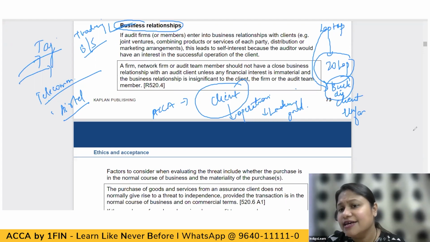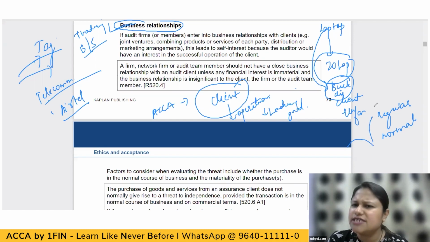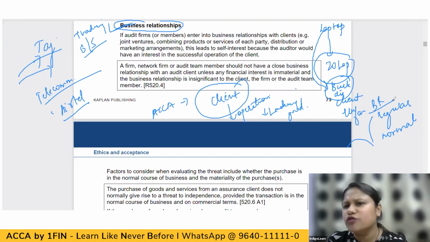But then understand, if it is happening at regular pricing, normal, it is not because you are the auditor that they're giving you less or charging you less. Whatever you're giving to the outsider, the same amounts are charged from the auditors also. Then in that case, we say that this kind of business relationship, let it be. We have no problem because that is not a threat. As per Companies Act and all, we call it the arm's length price.